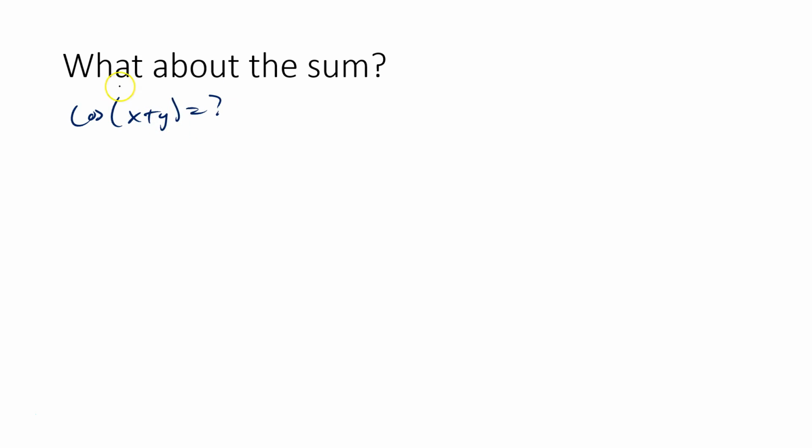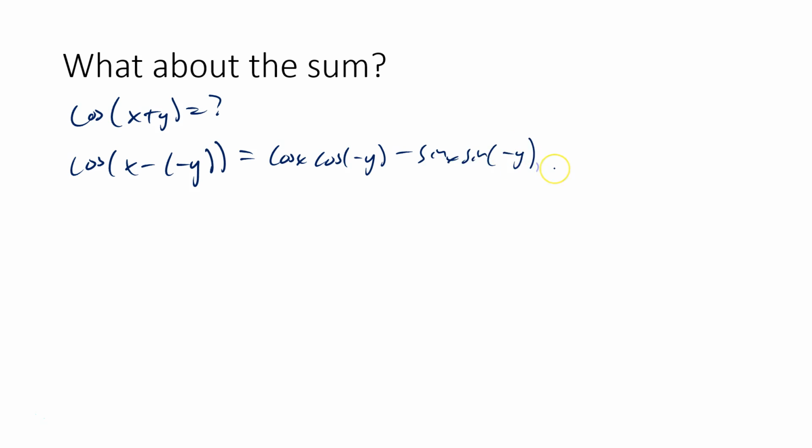Well, I'm going to write x plus y as a weird thing. I'm going to write that as cosine of x minus negative y. You might say, why the heck are you doing that? Negative, negative makes positive. But the point is, we have a formula for the difference. We don't have a formula for the sum. So this is going to be cosine x, cosine of negative y, minus sine x, sine of negative y. Plus. Okay. So now, cosine of negative y and sine of negative y.